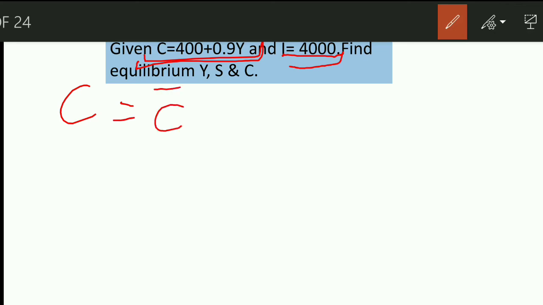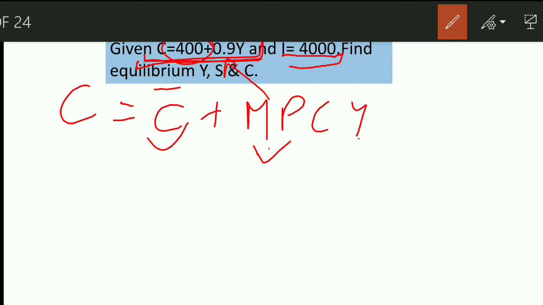Now you all know that consumption is equal to autonomous consumption plus your marginal propensity to consume into income, right? This was the equation that I told you in the very beginning. So if this equation is given to you, it means that 400 is your autonomous consumption, 0.9 is your marginal propensity to consume, and y is your income. If marginal propensity to consume is 0.9, it means that your marginal propensity to save will be 1 minus 0.9, which will be equal to 0.1.